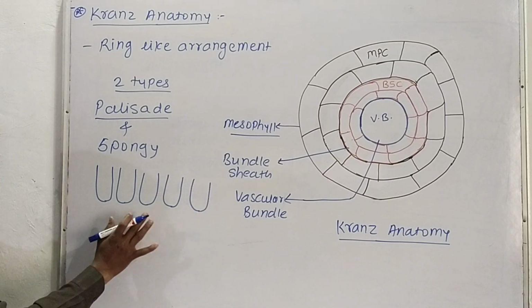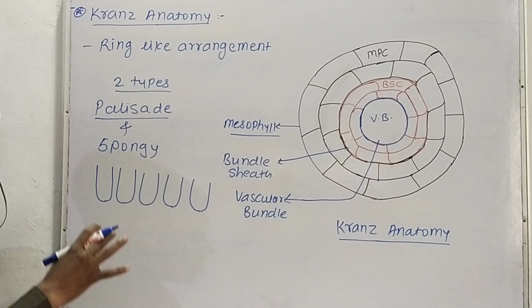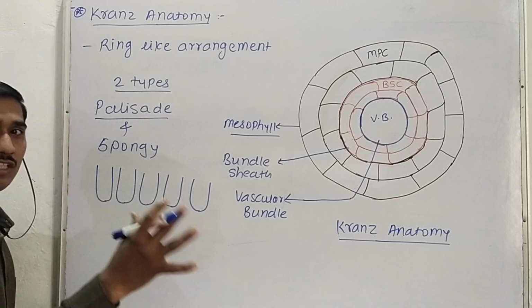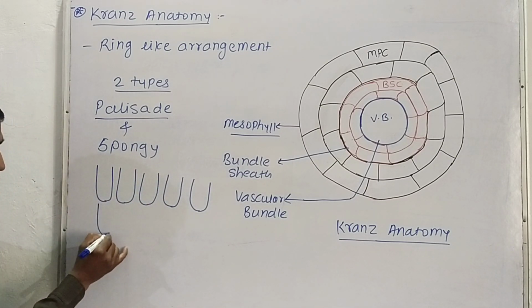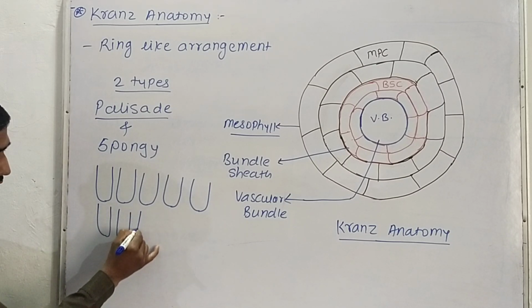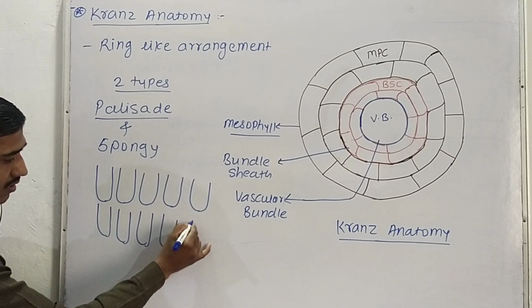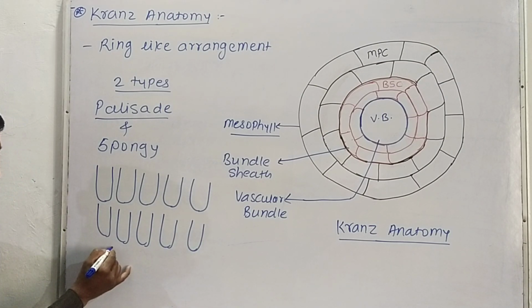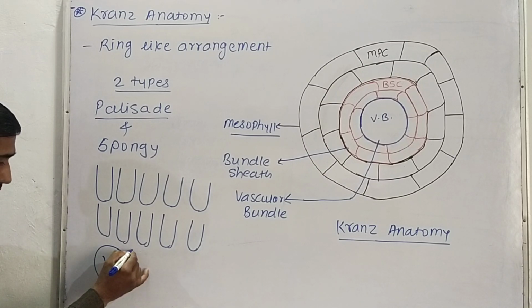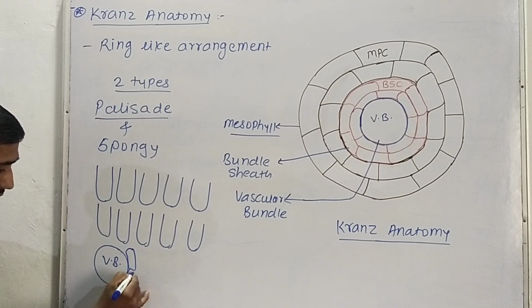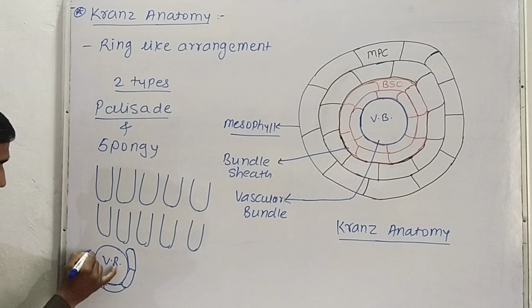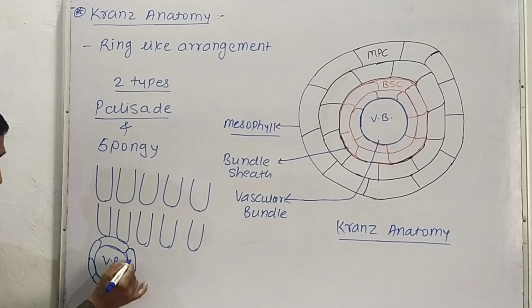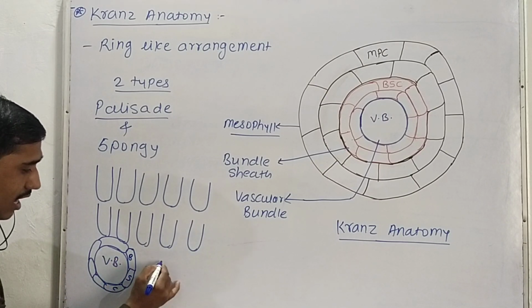So now we are drawing the structure of leaf anatomy in C3 plants. Such palisade tissues are arranged below the upper epidermis and above the lower epidermis. Then here suppose there are vascular bundles. Near the vascular bundles, in a ring-like or necklace-like form, there are bundle sheath cells.